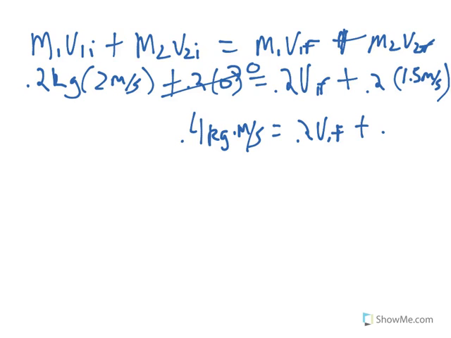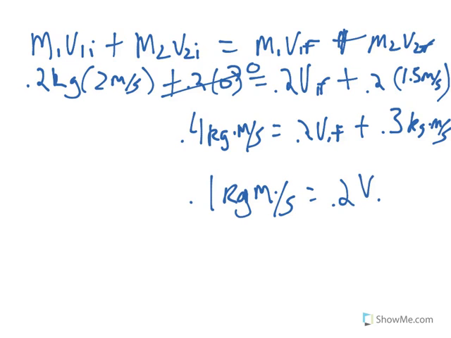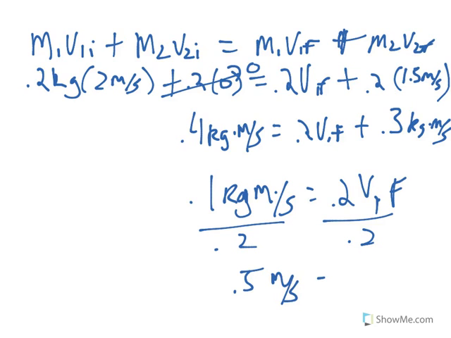plus 0.3 kilogram times meter per second. Subtract 0.3 over this side, and we get 0.1 kilogram meter per second equals 0.2 V1F, and then divide by 0.2, and we should get 0.5 meters per second equals V1F.